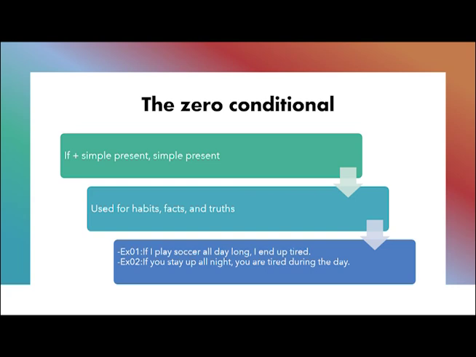You use the zero conditional when you're talking about a general truth rather than a specific instance of something. For example, you can say, if I play soccer all day long, I end up tired. Or if you stay up all night, you are tired during the day. Both of those clauses are in the simple present. It's a common mistake to use the simple future in those sentences. You also use the zero conditional to talk about habits, facts, and truths.